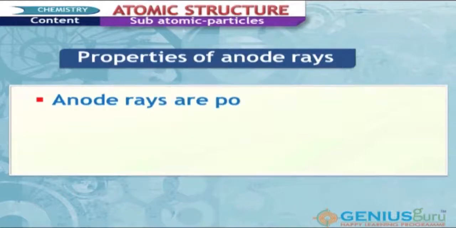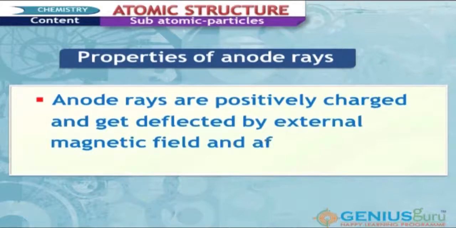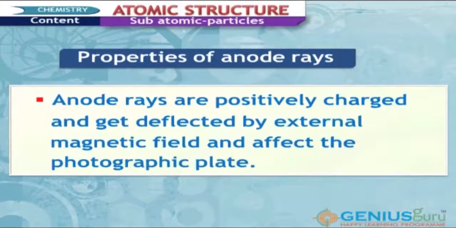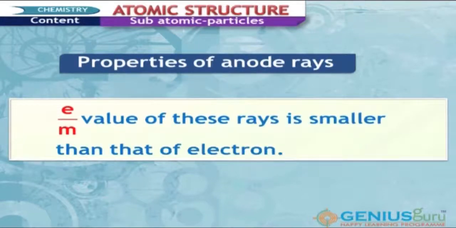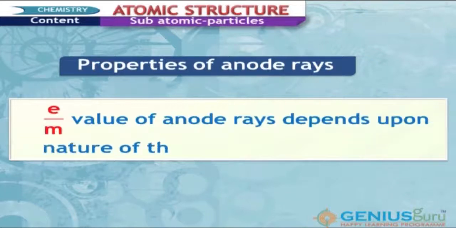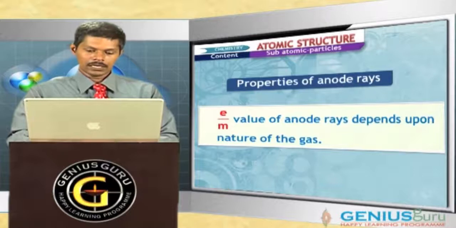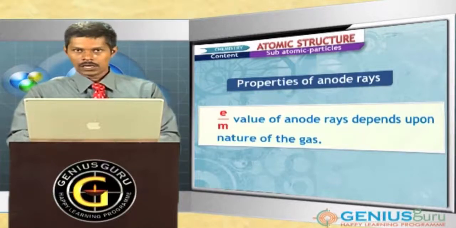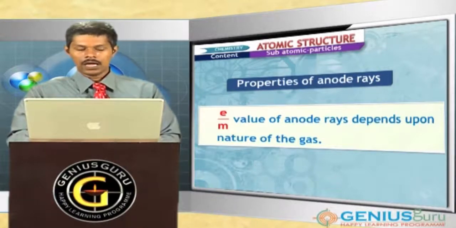These anode rays are positively charged and get deflected by an external magnetic field and affect the photographic plate. The e/m value of these rays is smaller than that of the electron. The e/m value of anode rays depends on the nature of the gas. Previously, in the case of the cathode rays, the e/m value is independent of the nature of the gas. But here, in contrast to the cathode rays, the e/m value of the anode rays depends on the nature of the gas.